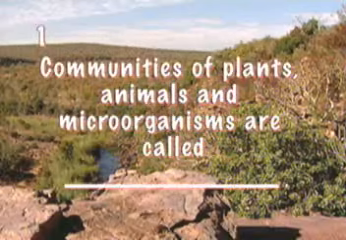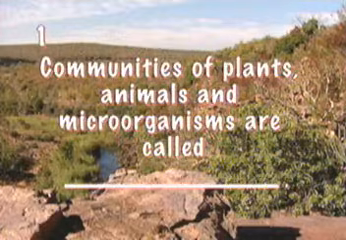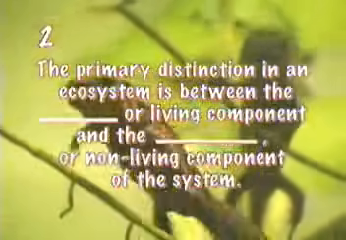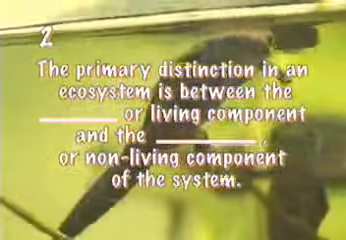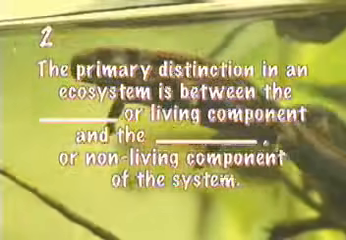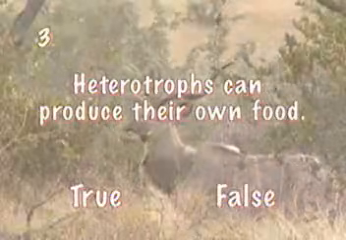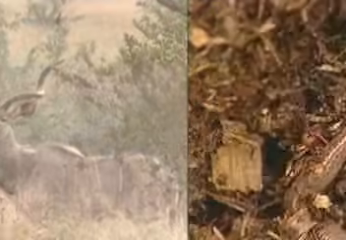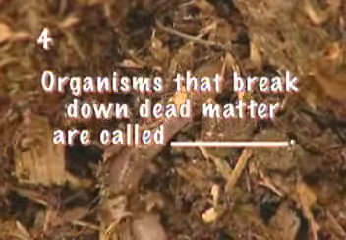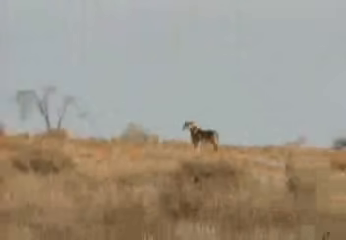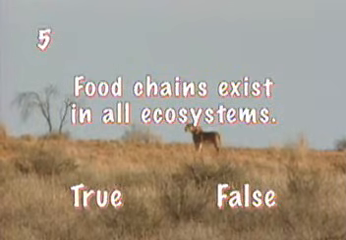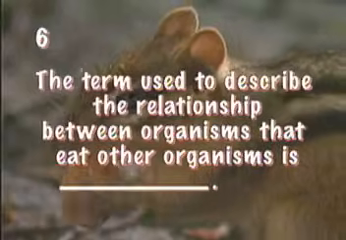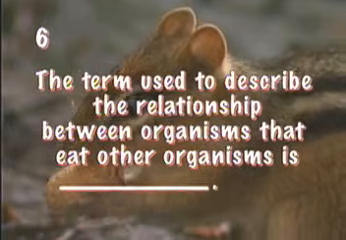Communities of plants, animals, and microorganisms are called what? The primary distinction in an ecosystem is between the biotic or living component and the abiotic or non-living component of the system. Heterotrophs can produce their own food. True or false? Organisms that break down dead matter are called what? Food chains exist in all ecosystems. True or false?